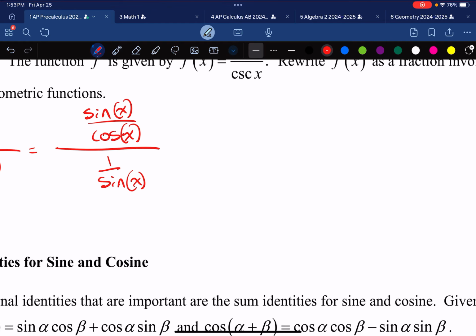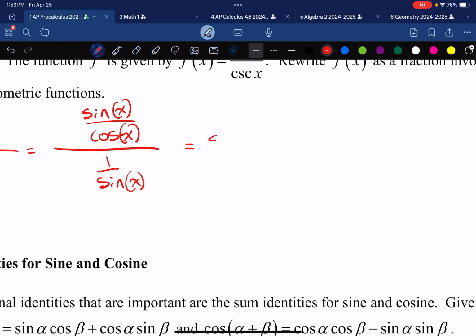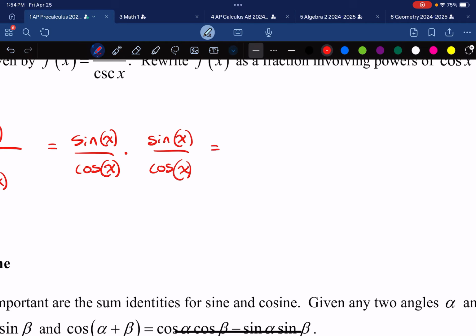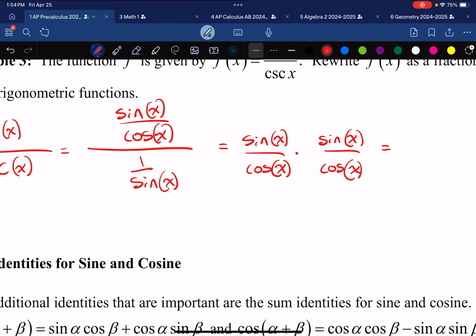A nested fraction means it's a keep, change, flip. So I'm going to keep the sine of x over cosine of x, change the division into a multiplication, and flip or take the reciprocal of the other fraction. Okay, that's not looking great so far. Let's try it again. I took the reciprocal and randomly put in another cosine by accident. So that is a reciprocal. Okay, everything's good so far. Sine of x times sine of x, there's two of those, so it's sine squared of x.